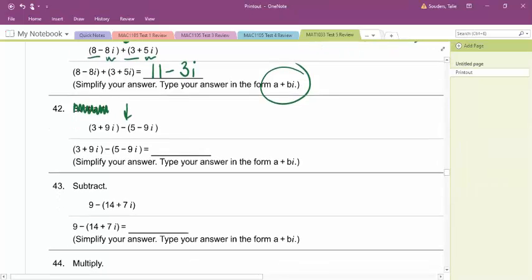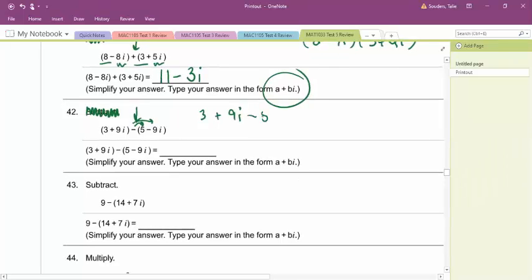Okay, for number 42, whenever we're subtracting, you have to be careful with the signs. So I sometimes recommend distributing the negative as your first step and then combining like terms. You're not obligated to do this, just something that I find works to avoid making mistakes with the signs. So 3 plus 9i, if you distribute the negative, it becomes minus 5 plus 9i, right? Because it changes all the signs after it. But now you don't have to worry about what's going on. You're just combining like terms, right?